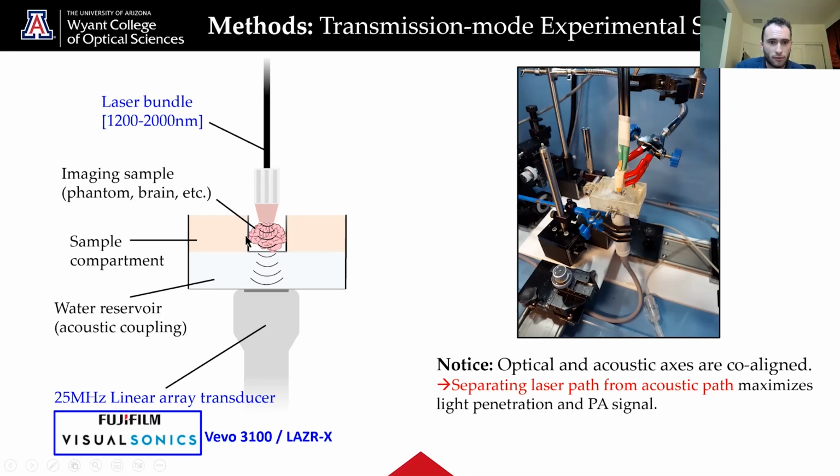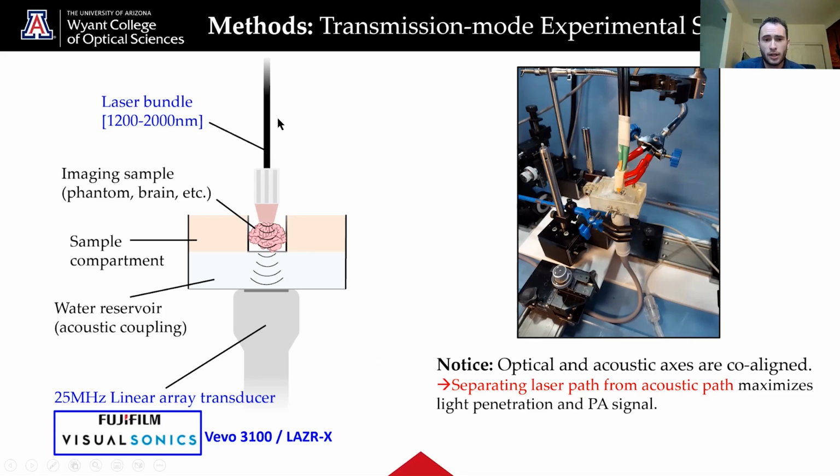You can see that the sample fits right here, and let's say it was a 1 centimeter by 1 centimeter compartment. For this figure, this is just a brain, but this can be anything from a muscular tissue sample, a small chunk, 1 centimeter by 1 centimeter, at least in cross-sectional width and length, a phantom, a brain, etc.